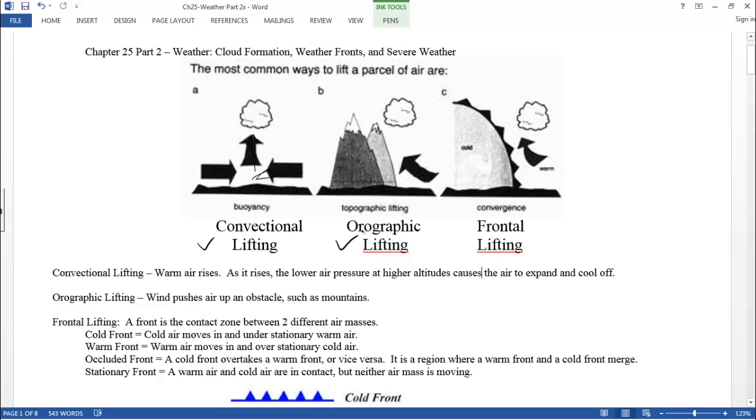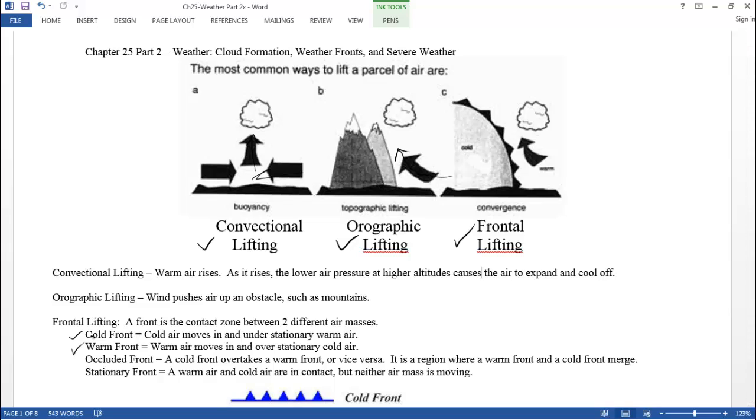The second way to lift up air is through orographic lifting, and that's where the surface winds can push warm moisture up the side of a mountain or some other obstacle. And the third way to lift up air is through weather fronts. So the two main weather fronts are a cold front and a warm front, and it just depends on which mass of air is moving.